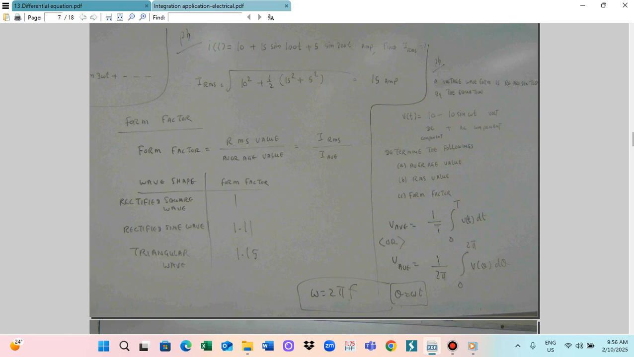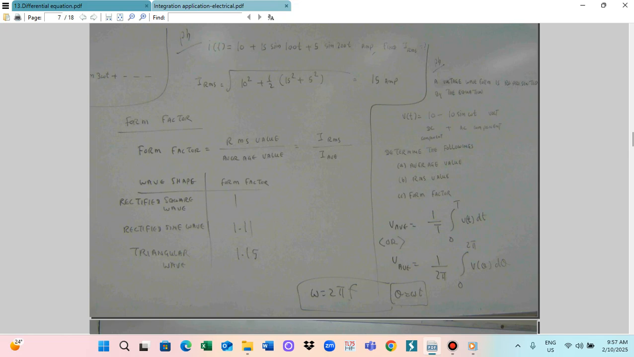If you want to use time, the average you can calculate as 1 by T integration 0 to T v(t) dt. And if you use the angle theta, you can use another formula: the average is equal to 1 by 2 pi integration from 0 to 2 pi v(theta) d theta. In this case, theta is equal to omega t. Omega is the radial frequency, equal to 2 pi f, 2 pi multiplied by frequency. So we call this the radial frequency.